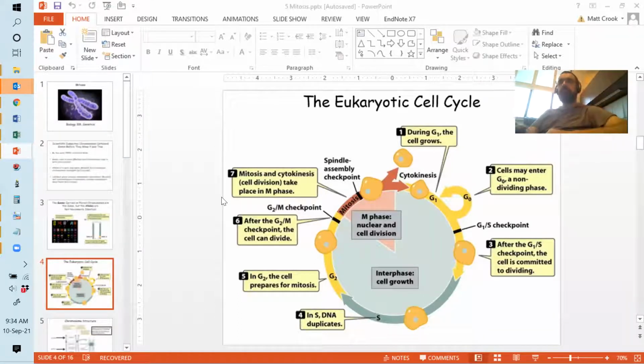So the final one is the M-phase or spindle assembly checkpoint. And this checks for the alignment of all of the chromosomes on the metaphase plate, which we'll get to what that is in a little bit.